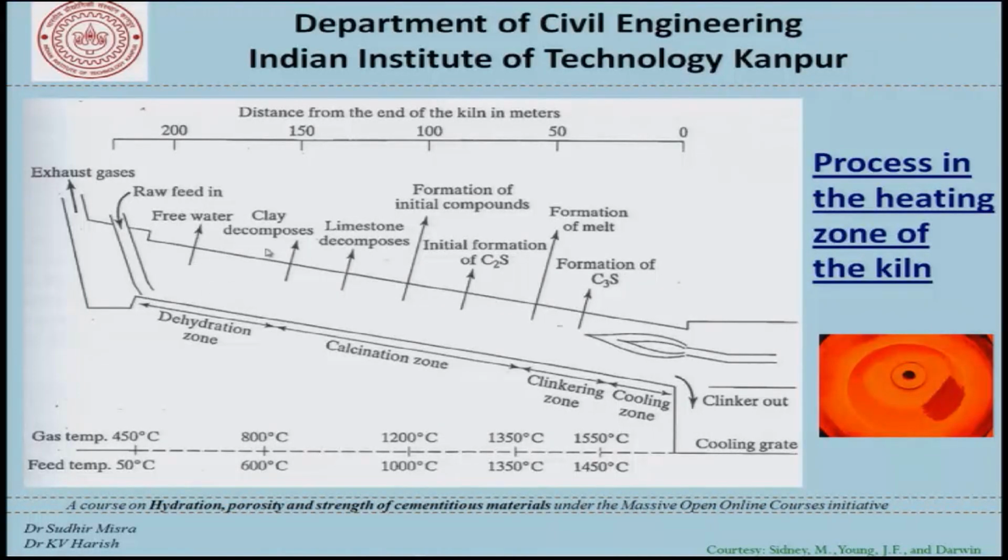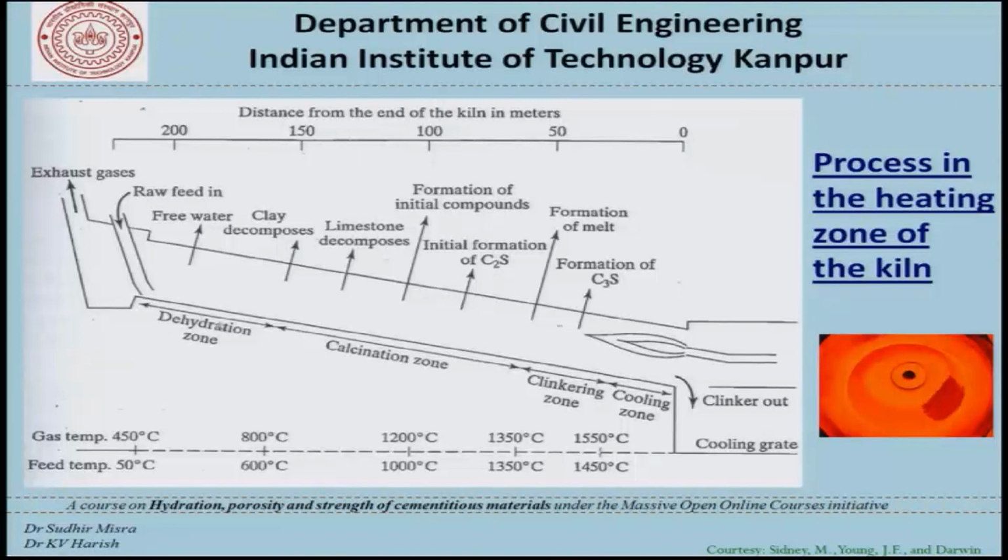So, the kiln is basically divided into 4 parts. One is called the dehydration zone, the other is called the calcination zone, the other is called the clinkering zone, and the final one is called the cooling zone. What happens in each of the zones is very important.